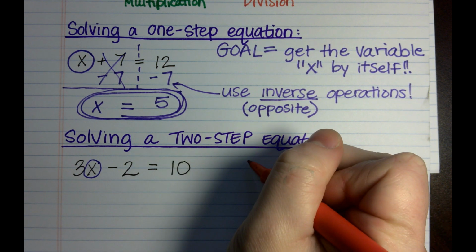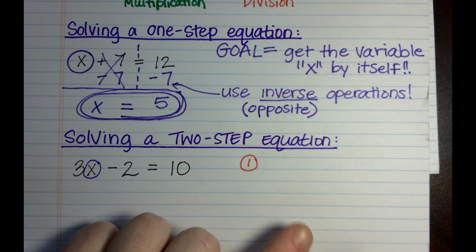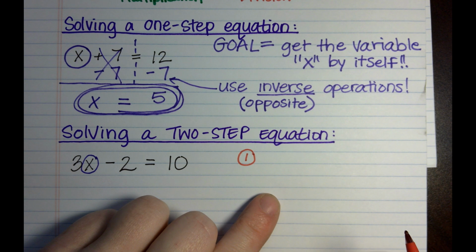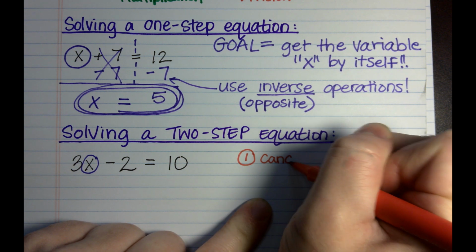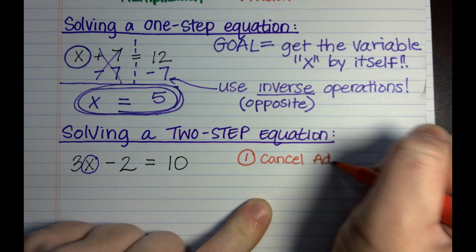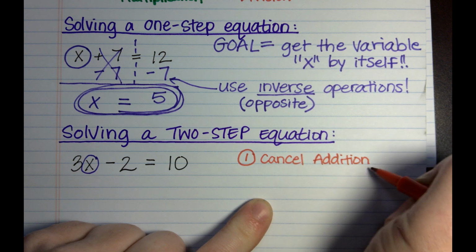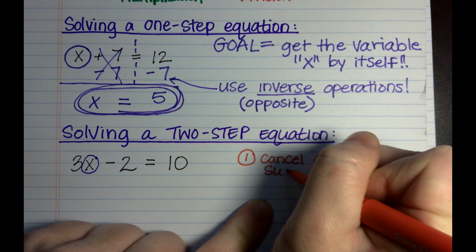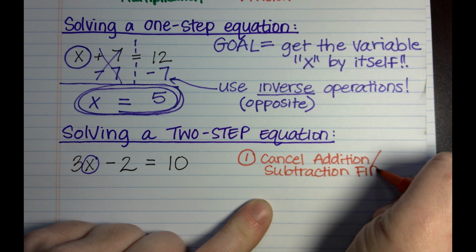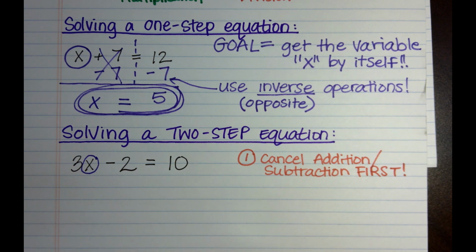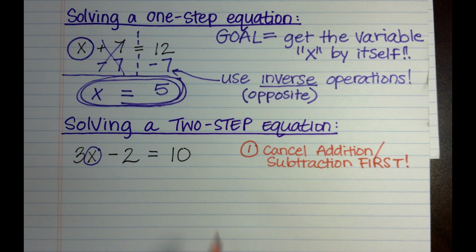For a two-step equation, step 1 is to cancel any addition or subtraction. So get rid of it. Cancel addition or subtraction first. You have to do it first. If I get rid of multiplication and division first, I'm not going to get the right answer. You can try that. You'll see you'll get a very different number.